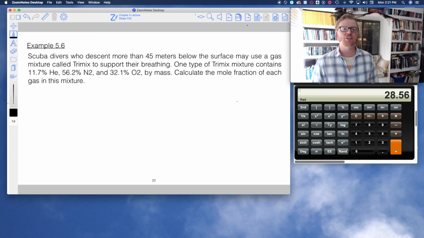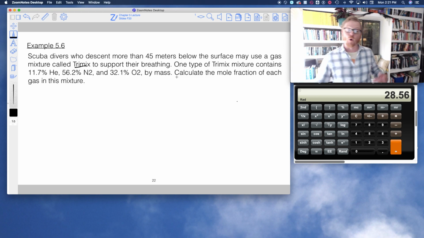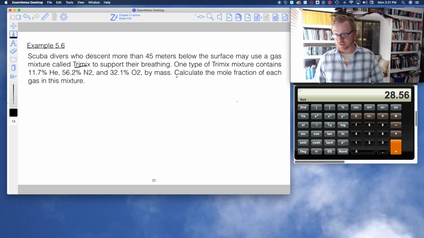Okay. So here's another sample problem that's kind of cool for any of you who are scuba divers out there. Scuba divers who descend more than 45 meters below the surface may use a gas mixture called trimix to support their breathing. One type of trimix mixture contains 11.7% helium, 56.2% nitrogen, and 32.1% oxygen by mass. Calculate the mole fraction of each gas in this mixture.